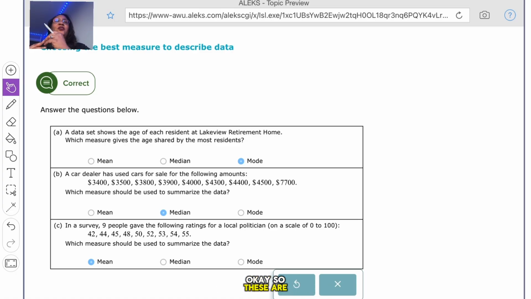Okay, so these are choosing the best measure to describe data. I do realize that it's a little bit blocked right there. And then when I make the YouTube video, it's probably going to shrink it even more. So hopefully my face is in it.